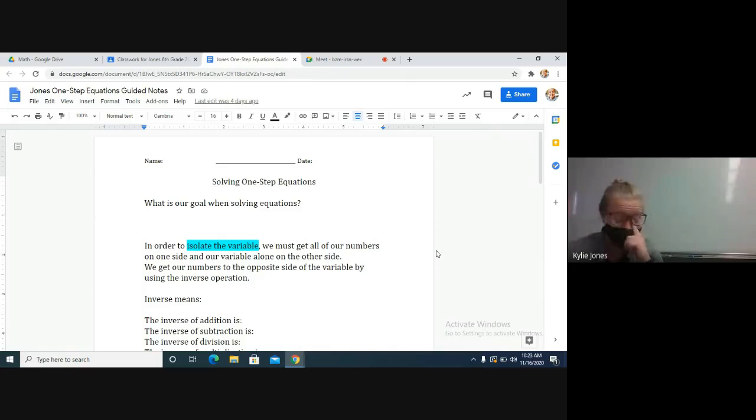Okay. So we're going to be solving these one-step equations. One-step equation means you do one thing to solve it. There are two-step equations where you do 2 steps to solve it. But we're just going to stick with one for right now. We don't need to do the 2 just yet.